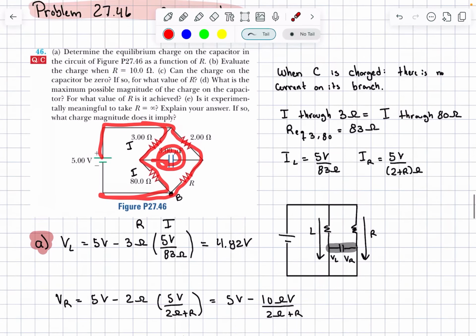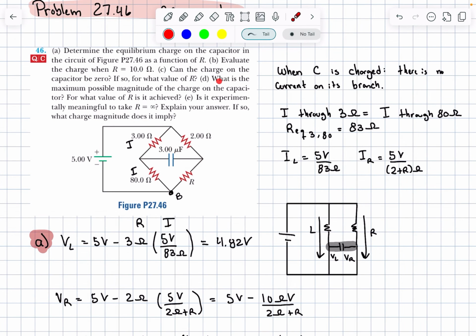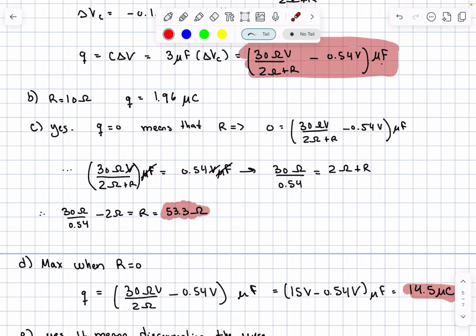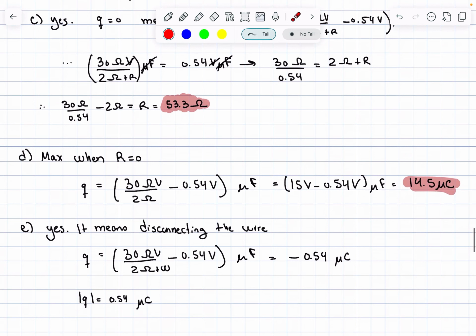Now the next question says, what is the maximum possible magnitude of the charge on the capacitor, and for what value of R is it achieved? What we're going to see is that if R has no resistance on it at all, we're going to have a maximum value for the charge buildup on our capacitor. So we set R to 0, solve for Q here, and we get 14.5 microcoulombs.